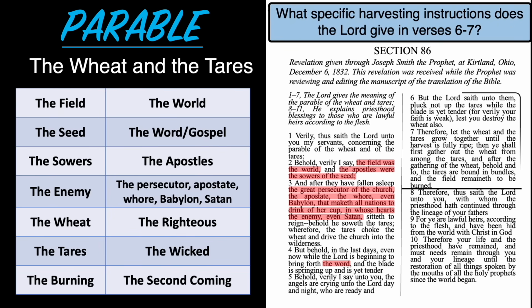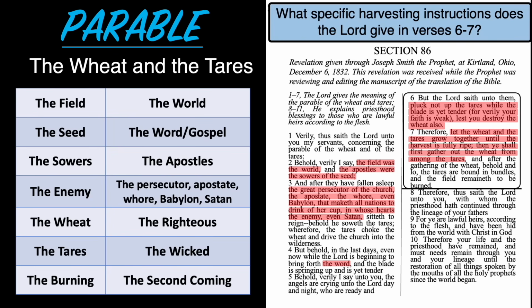What are those instructions? In verse 6, we're warned not to pluck up the tares too quickly, for fear that some of the wheat might be destroyed in the process. And then in verse 7, we are to wait until they're fully ripe. And first, we gather out the wheat from the tares, so that then the tares can be bound and burned. And that's actually a change from the biblical version and that explanation. In the Bible, it's gather the tares first from out of the wheat.